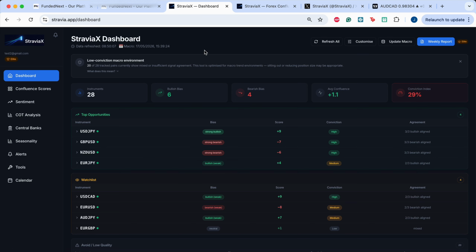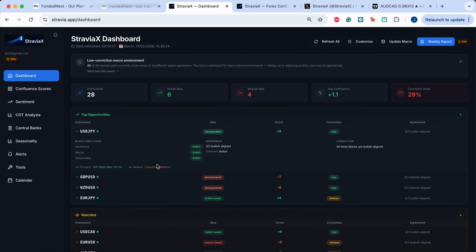So in terms of what I did for my trades, I would have come to my dashboard here and looked at the top opportunities on my watch list. How Stravia does this is it gives you an aggregate score of all of the macros, but then also gives you a conviction. The conviction and agreement basically show you the alignment of key aspects all aligning at once.